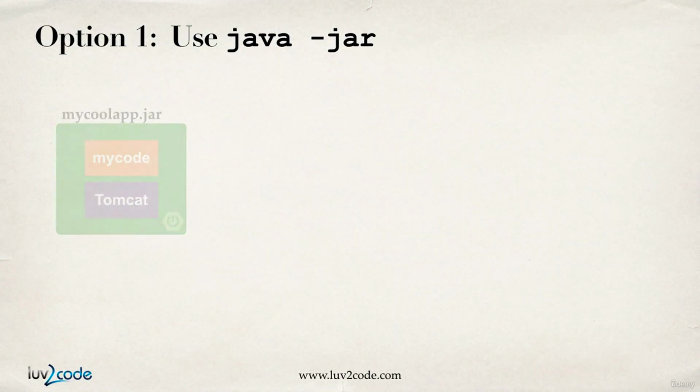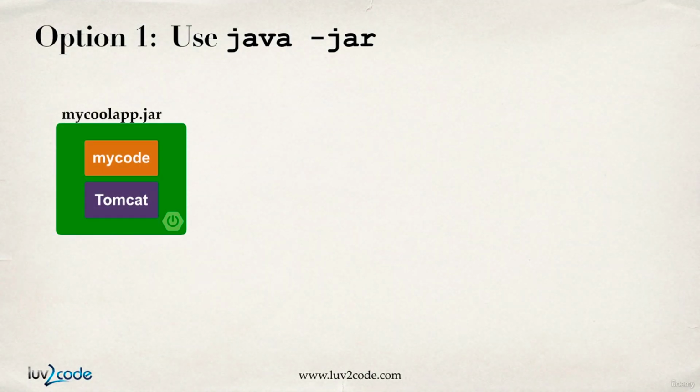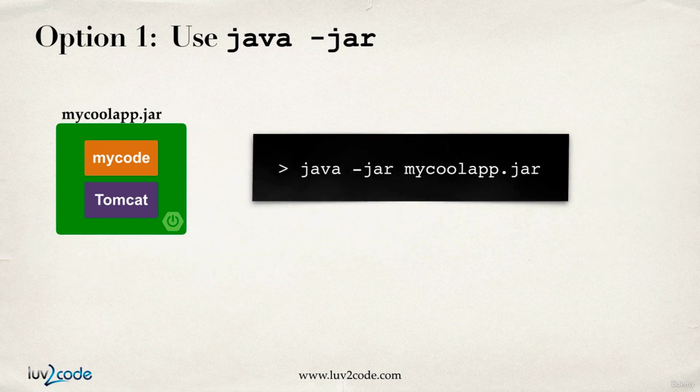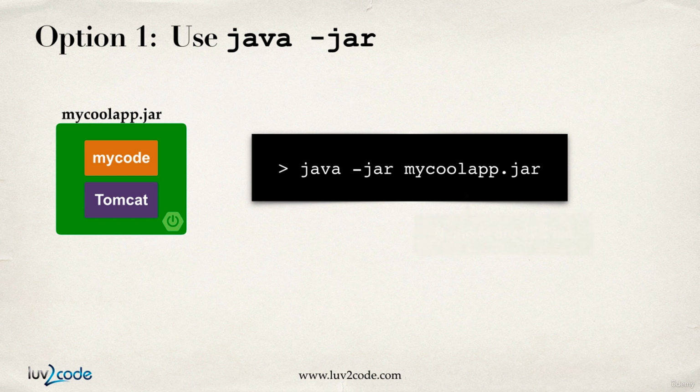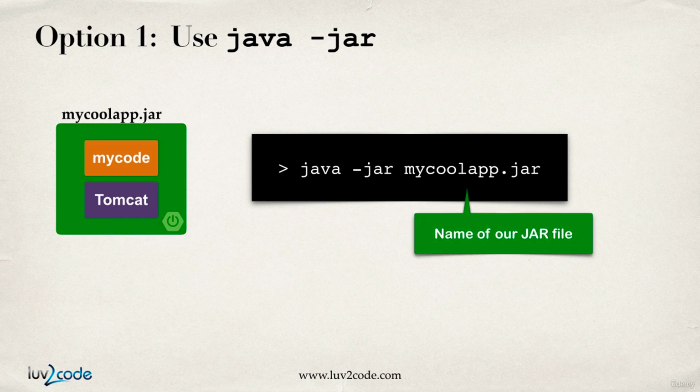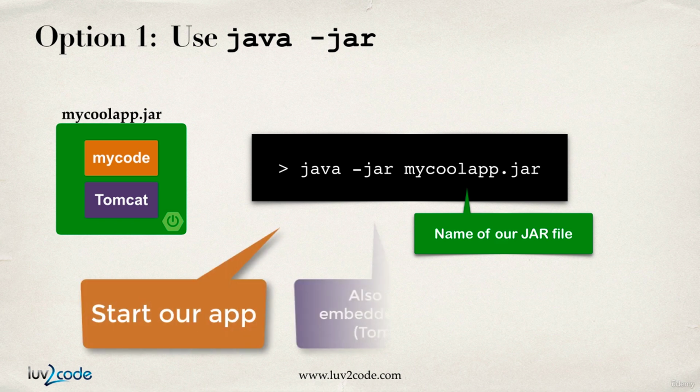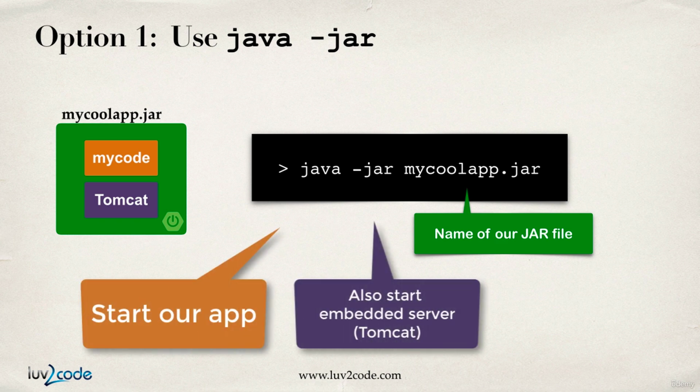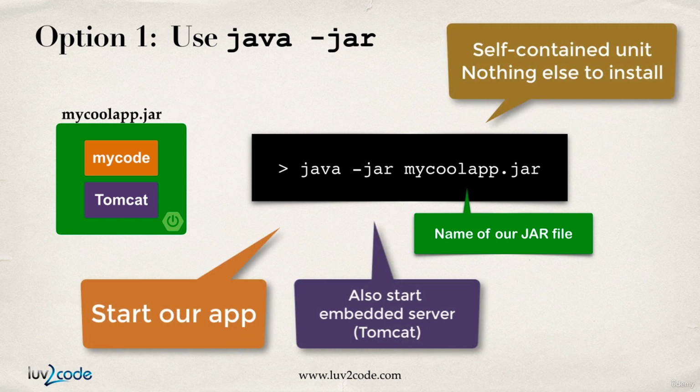The first option, option one, is that we simply make use of java -jar. If we have a Spring Boot application called mycoolapp.jar, then we can run it from the command line by saying java -jar, and then we give the actual name of our jar file, in this case, mycoolapp.jar. It'll start up our application, it'll start up the server, and it's up and running. There's no need for an IDE. There's no need to have a separate server installed. Here, we're all self-contained.